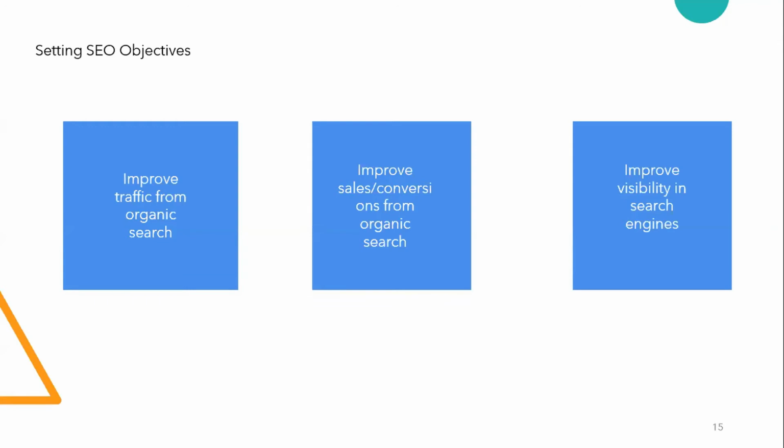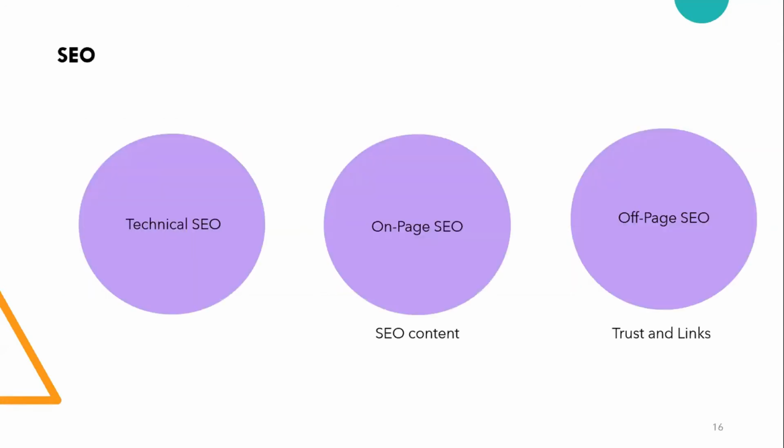If improving visibility in search engines is one of your objectives, then you're going to look at rank tracking. So it is ranking on targeted keywords. You may look at a list of keywords and say, those are the keywords that I want to be visible for. And you will deliberately go after targeting those keywords and set that as an objective.